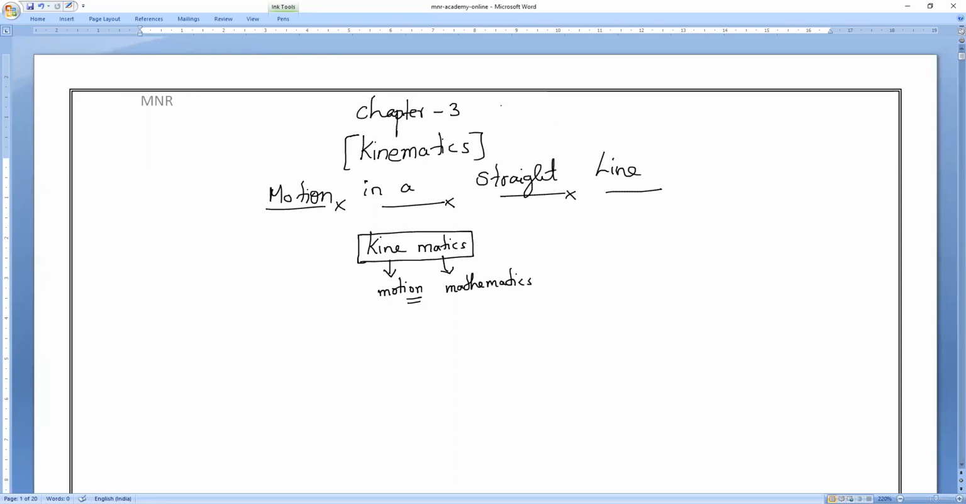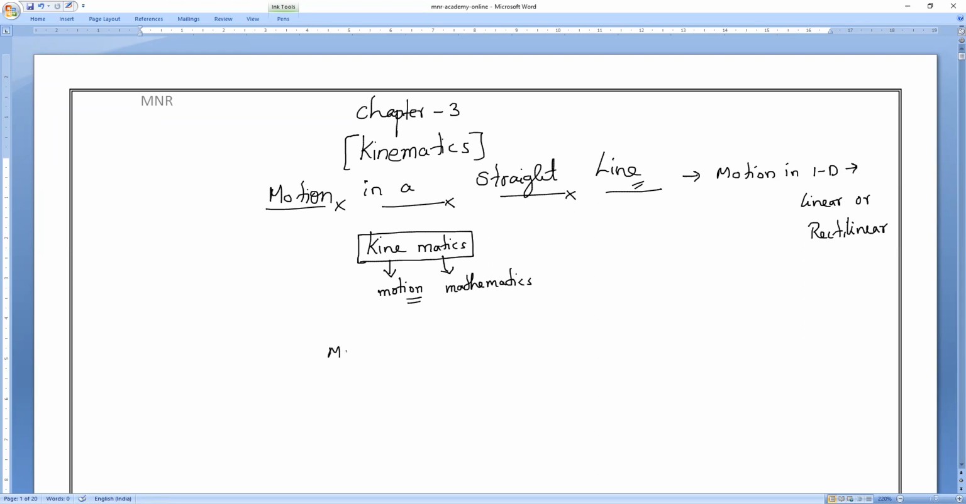Also I can say motion in one dimension. So when we are studying the properties of a body in motion, and the motion is in one dimension, we can say the object is in linear motion, or rectilinear motion. Clear, everybody? So motion in one dimension. In this chapter we are studying only motion in one dimension.